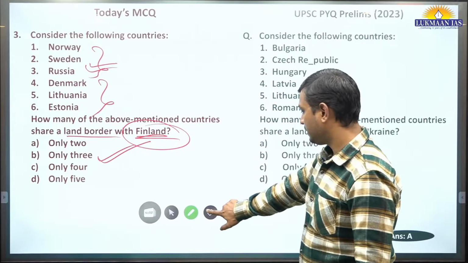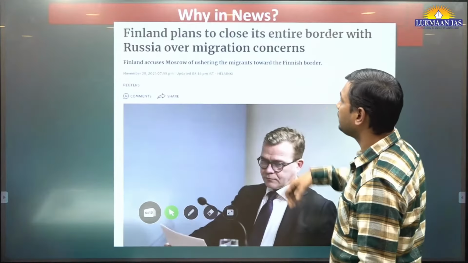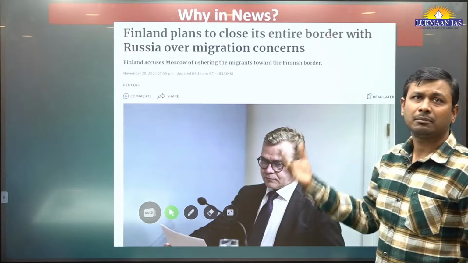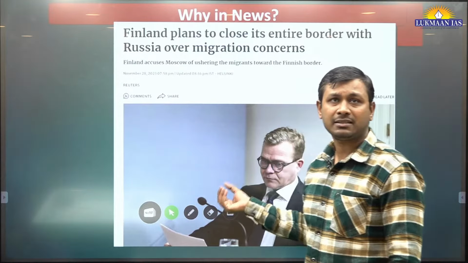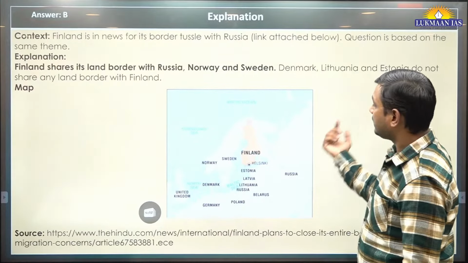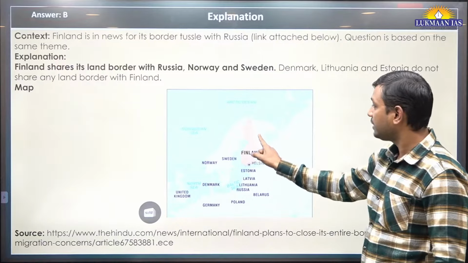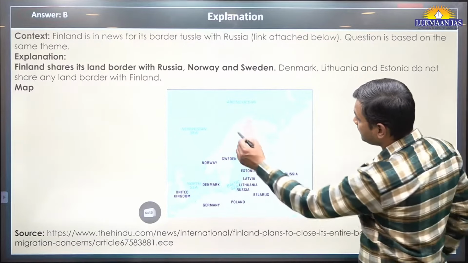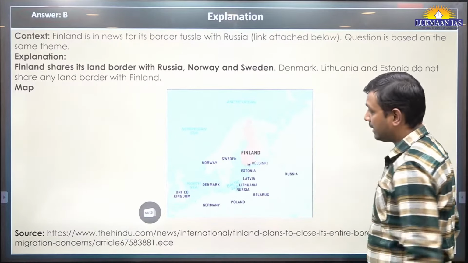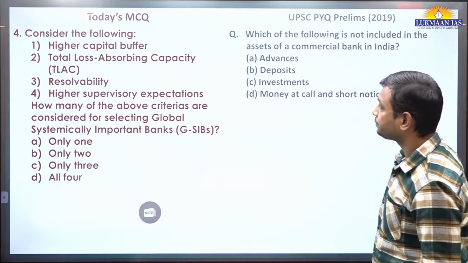Now what is the context of this news that we have selected? Basically, again a border clash between Russia and Finland. That is the context of the news. You can see Norway is there, Sweden is there, and here we find Russia. Norway is related here, a small part. So that way, this is the answer.